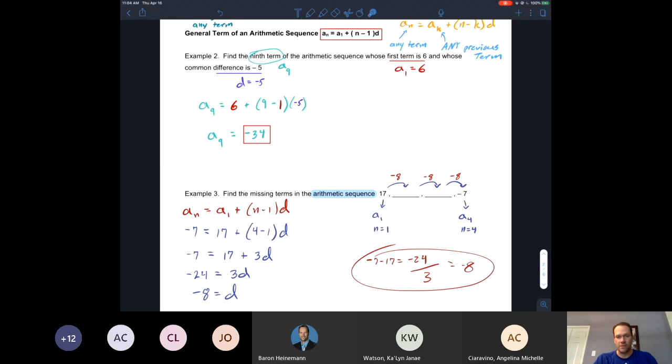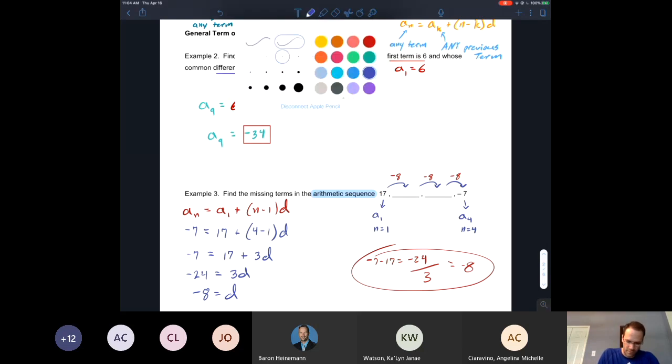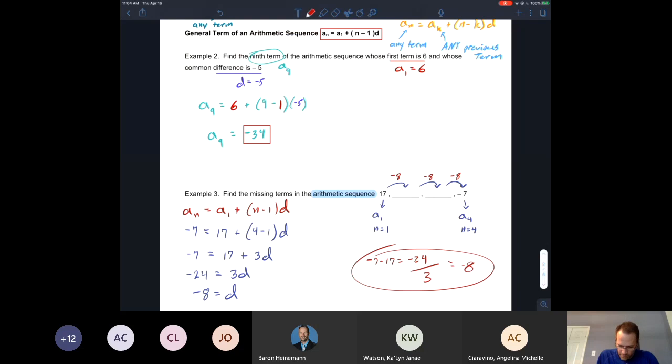We still haven't answered the question here, though. It asks us to give the missing terms. Well, 17 minus 8, of course, gives us 11. No, I'm sorry, 9. And then 9 minus 8 gives us 1. And then 1 minus 8 gives us -7. So the answers here are the 9 and the 1. And we've answered the question. That's it. All right. Let's move on.